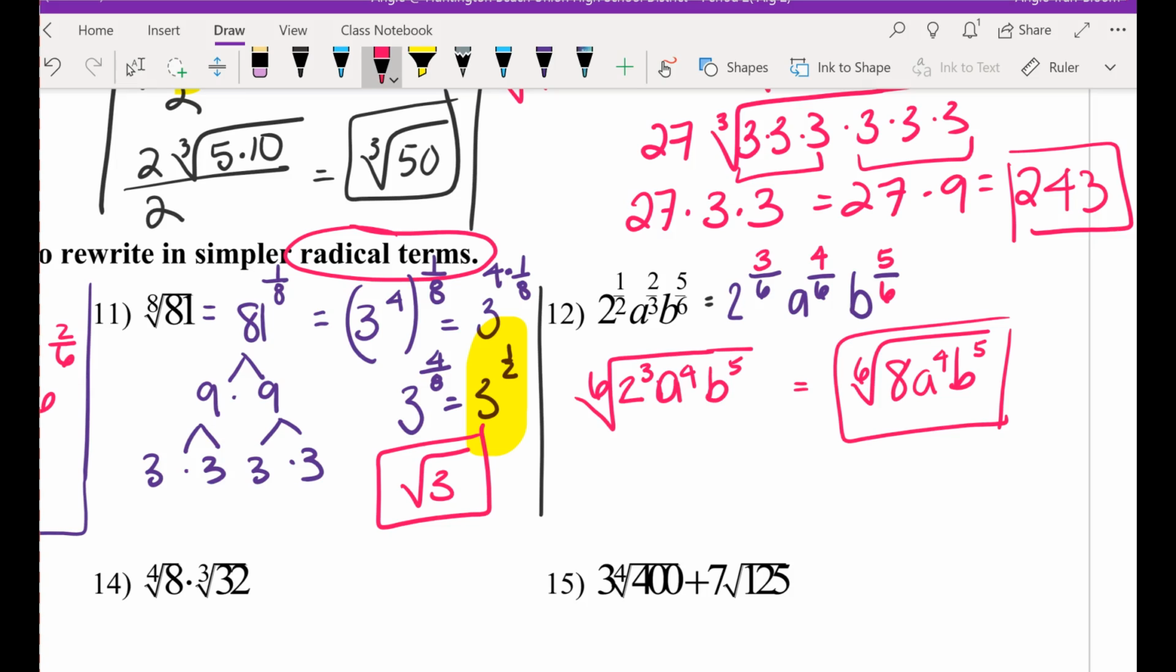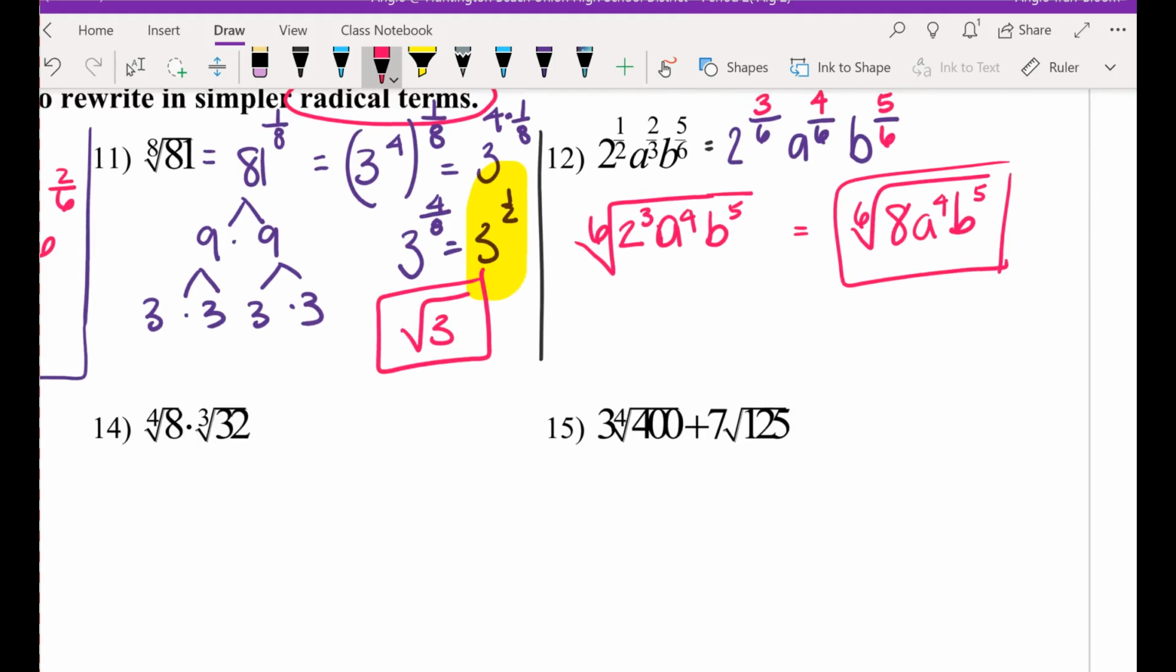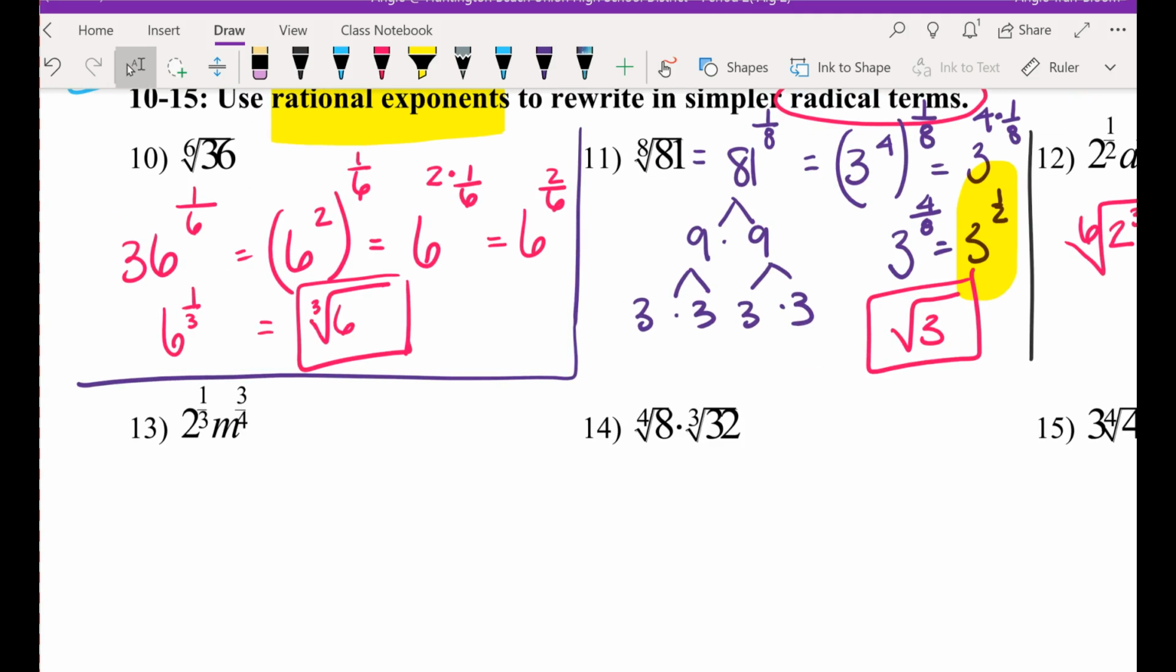So let's go to the last 3 of today. This one's very similar to what you just got done. What would you do here? Find the lowest common denominator, which is 12. Okay, so 2 to the something over 12, m to the something over 12.